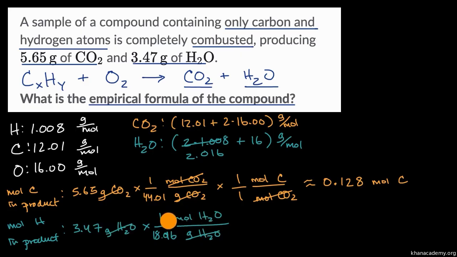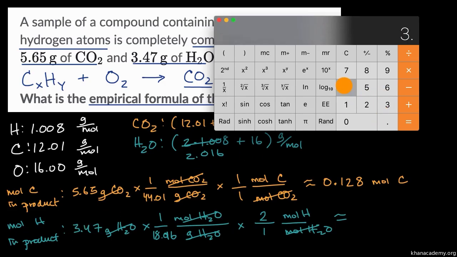If I just calculated this, it would give me how many moles of water I have in my product. But I care about moles of hydrogen. And so how many moles of hydrogen do I have for every mole of water? Well, I'm going to have 2 moles of hydrogen for every mole of water, because in each water molecule, I have 2 hydrogens. And so that's going to cancel out with that, and we're just going to be left with moles of hydrogen. So I'll take my 3.47 grams of water, divide it by how many grams a mole of water has, what its mass would be.